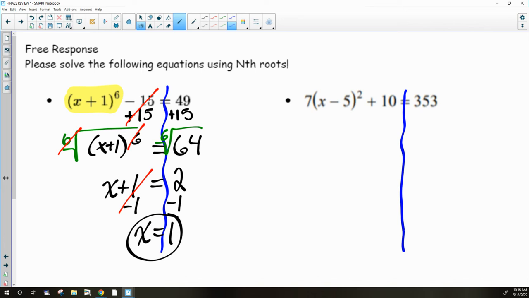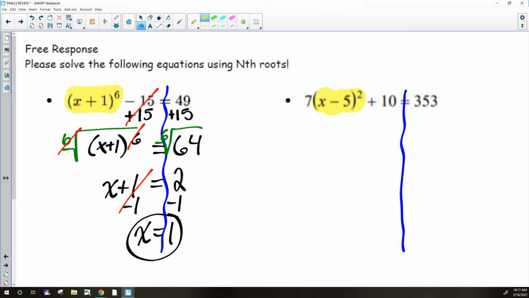Second one, draw your waterfall down. I like to box or highlight or use a colored pencil to note where my exponent is. Here I have x minus 5 to the power of 2. So there's 2 things we've got to get rid of, aren't there? The 7 and the 10. Which one should we move first?